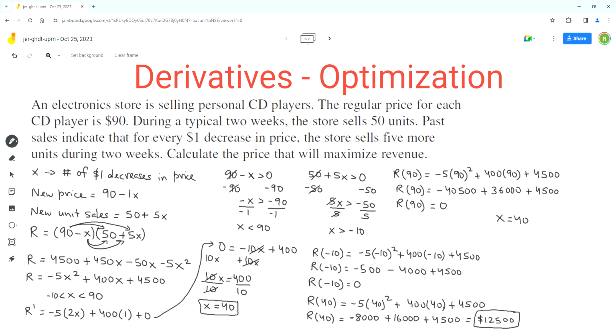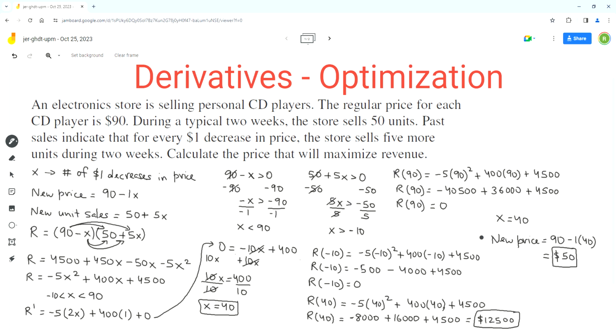We have to find the price that will maximize revenue, and for that we'll sub in x as 40 in our expression for the new price. So we get 90 minus 1 times 40. Now 1 times 40 is 40 and 90 minus 40 is 50. So the unit is dollars. So this should be the new price that will maximize revenue for this store.